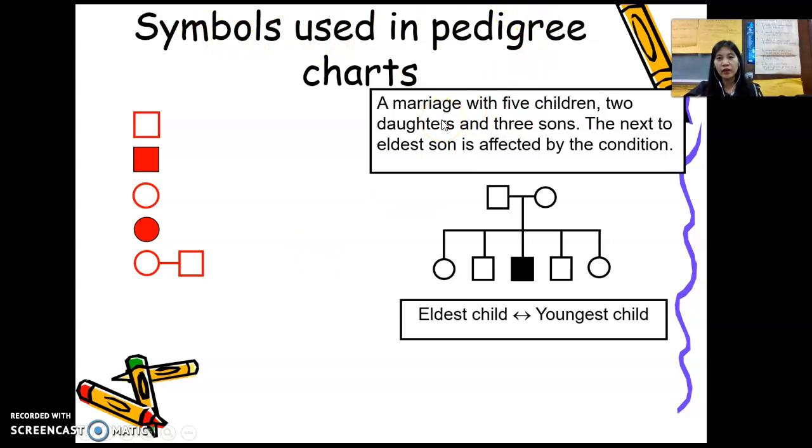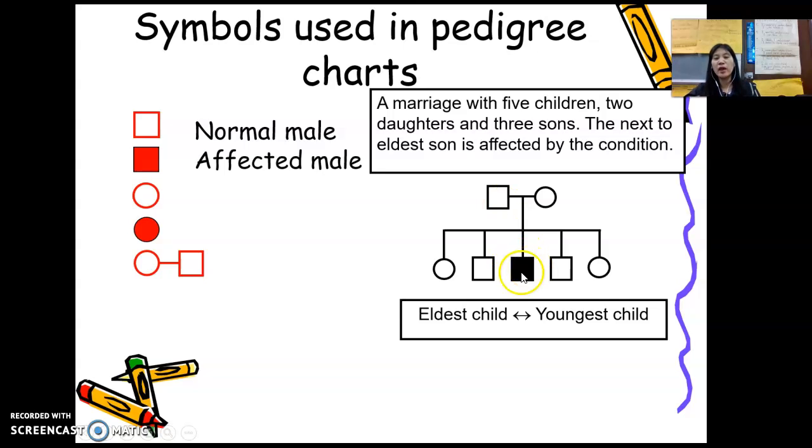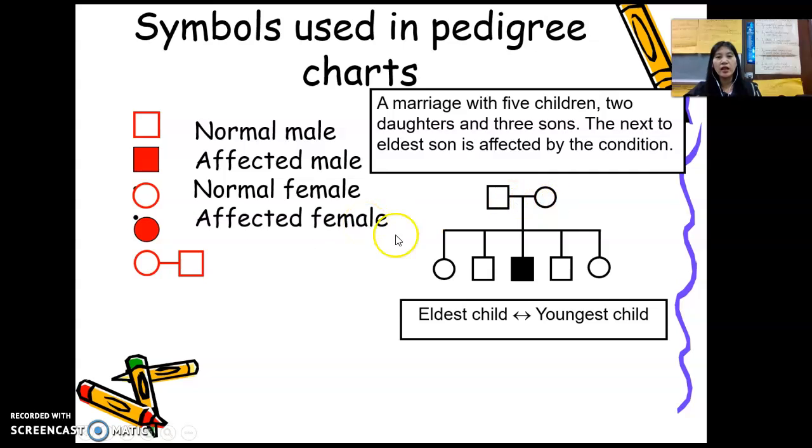Okay, there's a marriage with 5 children, 2 daughters and 3 sons. The next eldest son is affected by the condition. So what did you see here? The square represents a normal male. It is not shaded. If it is shaded, it means this male is affected by the disease. The circle represents a normal female, and a shaded circle means an affected female.